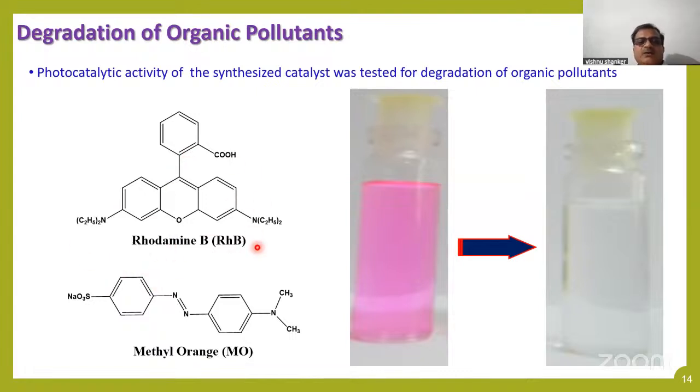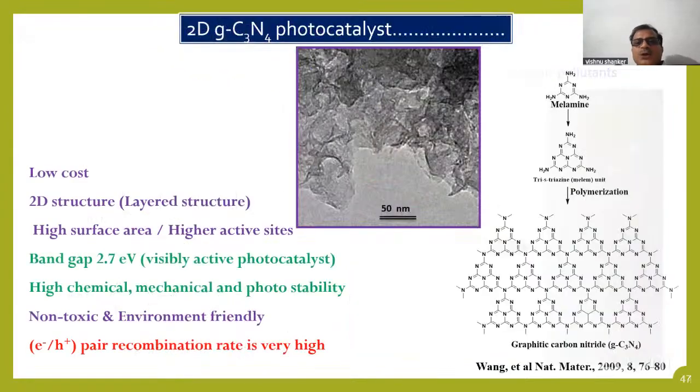So basically, these are the pollutants, like dyes, which are greatly used in industry. So this is rhodamine B, and you see that if you treat it, this is the treated water. As you see here, it becomes very clean, like pure water.